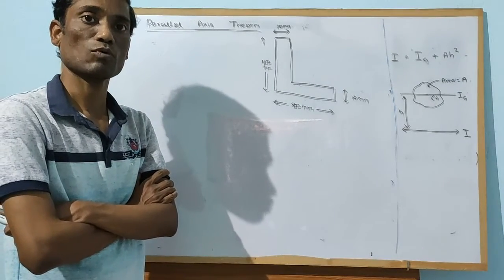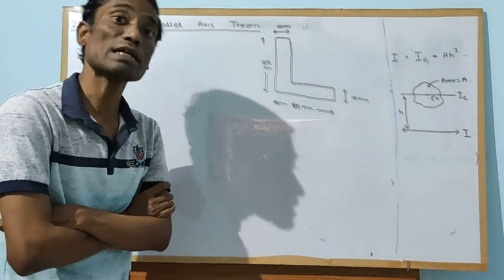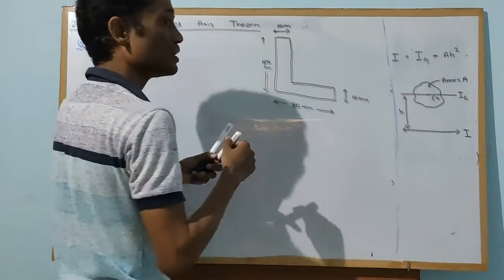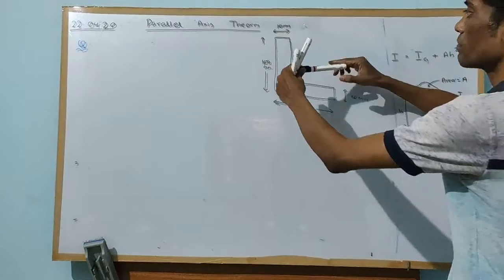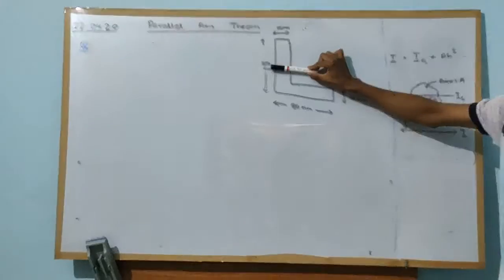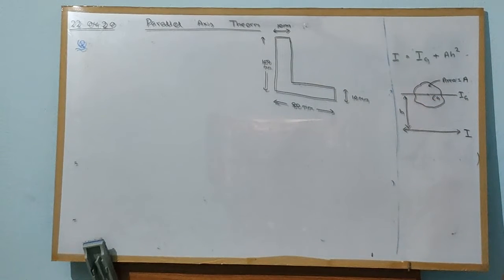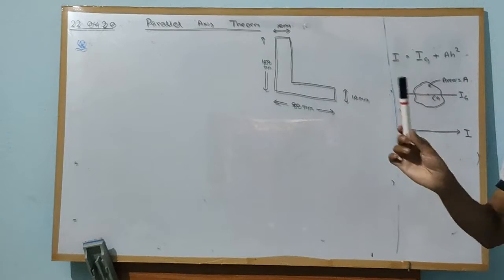Now, first of all, where should I calculate my moment of inertia? At the centroidal x axis. For this figure, the centroidal x axis is a line passing through the CG point parallel to the x axis. But the thing is that I don't know the CG of this one. So to find the moment of inertia, first I have to find out its CG.